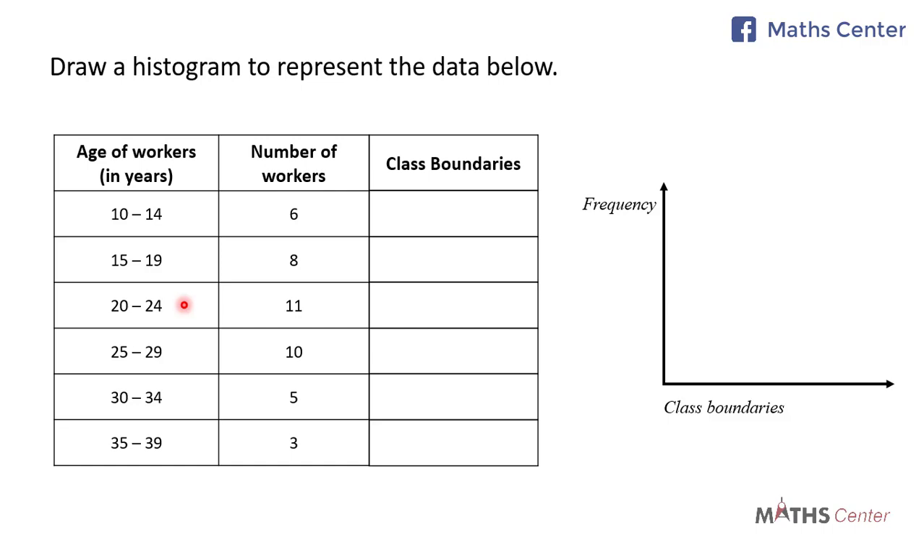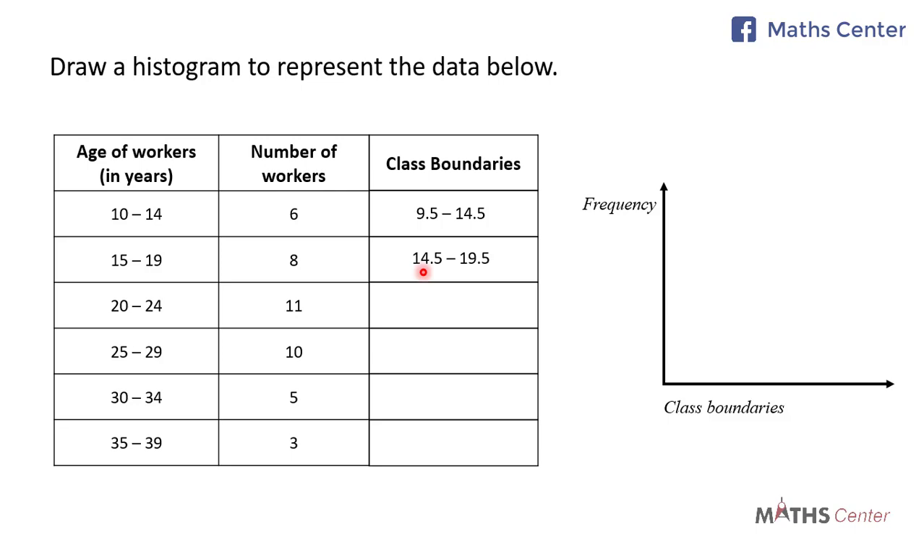Now, the next thing you have to do to get the class boundaries is that you subtract that value. So here we will subtract 0.5 from the lower class limits, and then we will add 0.5 to the upper class limits. So all the lower class limits, we will subtract 0.5 from it, and then all the upper class limits, we will add 0.5 to it. So let's begin with the first one. 10 minus 0.5 will give us 9.5. 14 plus 0.5 will give us 14.5. So the first one will be 9.5 to 14.5.